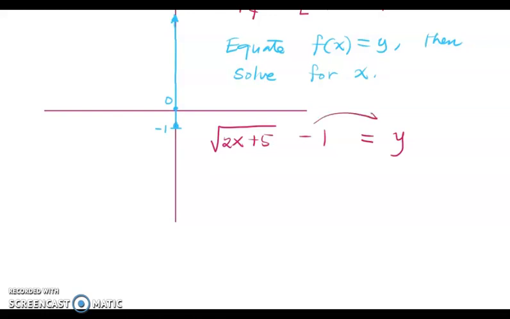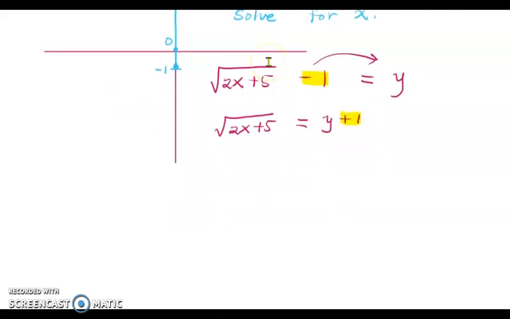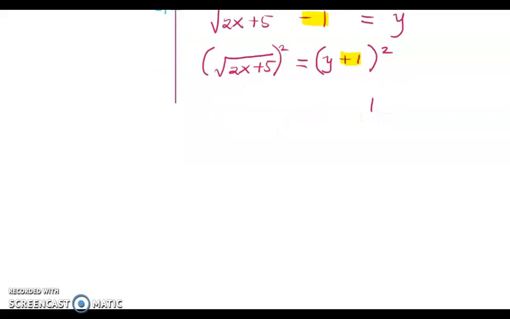So ito, transpose natin sa kabila. You will get square root of 2x plus 5 is equal to y plus 1. Kasi nga, this one now here is negative. No? So kung i-transpose mo sa kabila, magiging positive na siya. Okay, next step natin, we will remove the radical sign by squaring both sides of the equation. Square natin. Okay, by squaring the square root of the radical, that will just remove this radical.